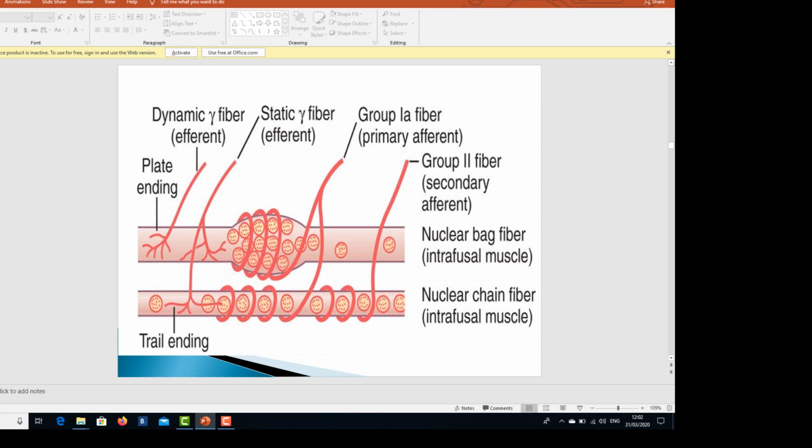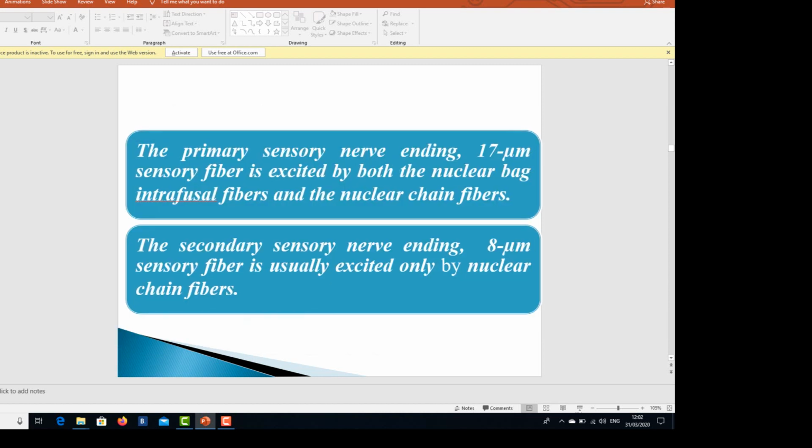You can see the nuclear bag fibers. There is presence of nuclear chain fibers. The primary sensory nerve ending, 17 micrometer sensory fiber, is excited by both the nuclear bag intrafusal fibers and the nuclear chain fibers. The secondary sensory nerve ending, 8 micrometer sensory fiber, is usually excited only by nuclear chain fibers.